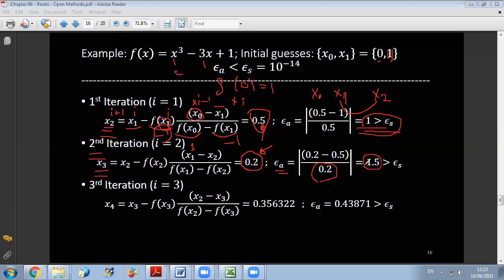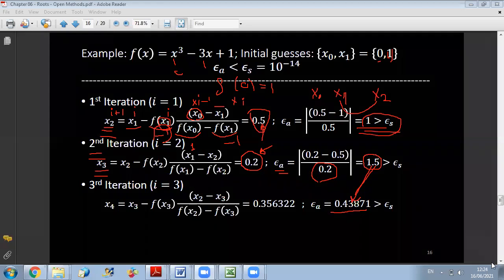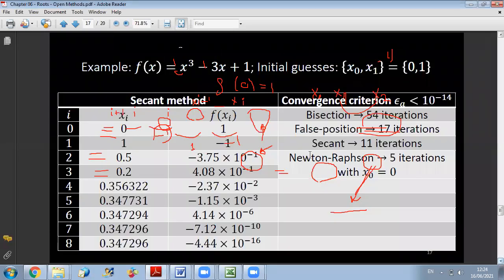Now to know what will happen, it is high but relatively still acceptable, because now I will continue. If I see that it's decreasing, I am on the safe side. Okay, so in the third iteration, I will get that the error will be reduced significantly, from 1.5 to 0.43871. So the convergence starts to be fast. So I expect that if I continue, I will converge in a fast way. So I will continue to perform iteration, okay?